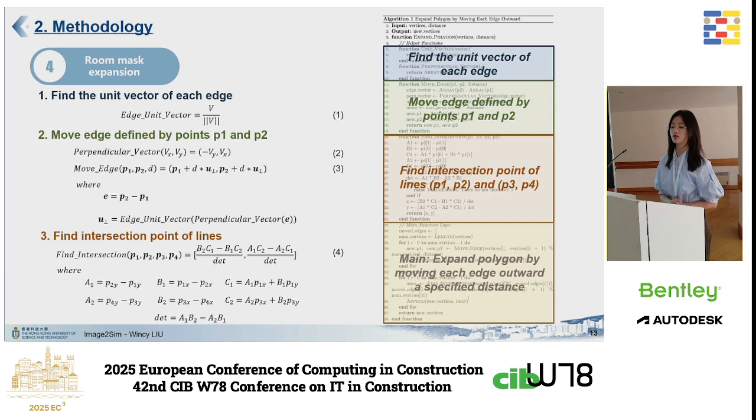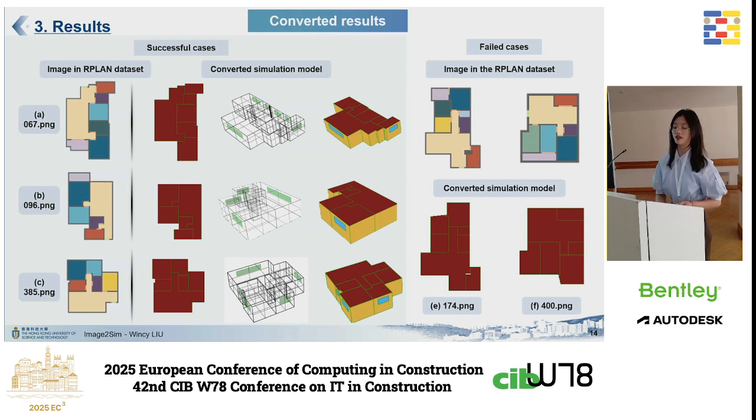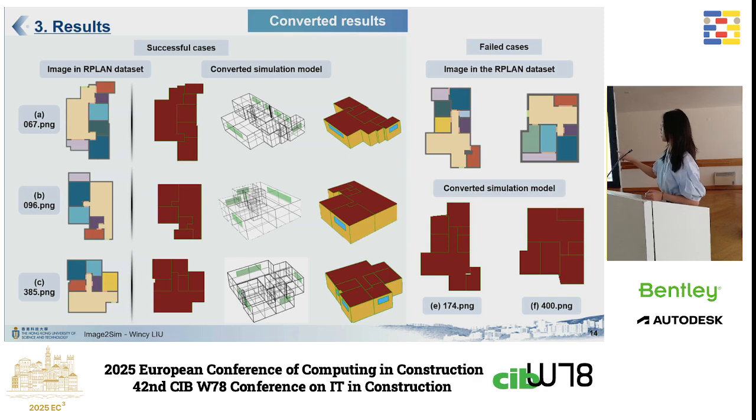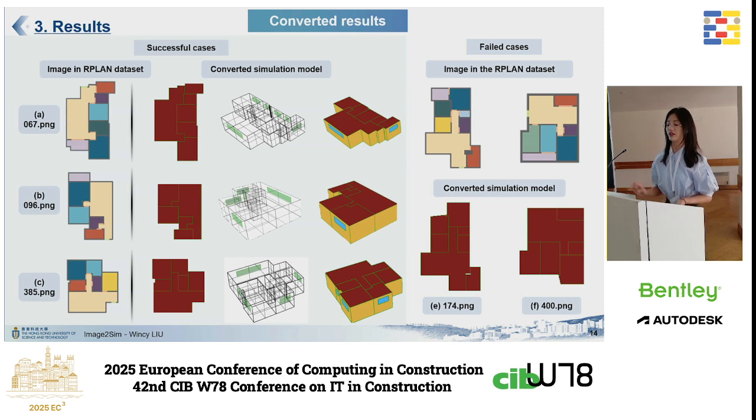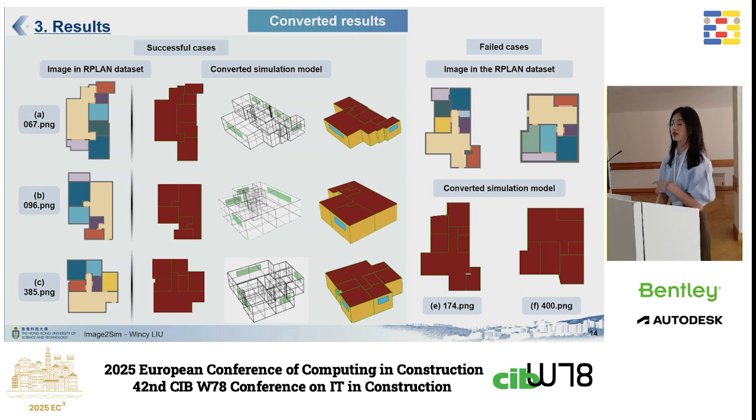The next step, step 4, is quite similar. We expand the room mask by a specific distance to fill the wall part. Here are the results. On the left, you can see the original image from the dataset, and on the right are our converted simulation models. Of course, we have some failed cases, for example some gaps and overlaps, but they are quite small, so the impact is very minor.